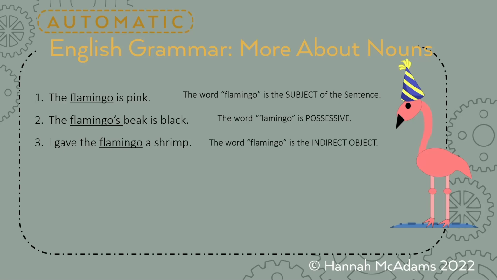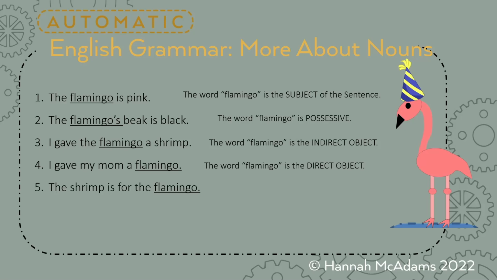Again, I'm just exposing you to this. Don't worry if you don't understand all of this, because I'm not really talking about sentence structure, and this is more sentence structure than nouns, okay? I gave my mom a flamingo, so I gave mom what? A flamingo. That's the direct object of the sentence.